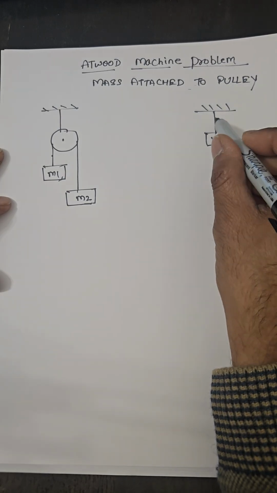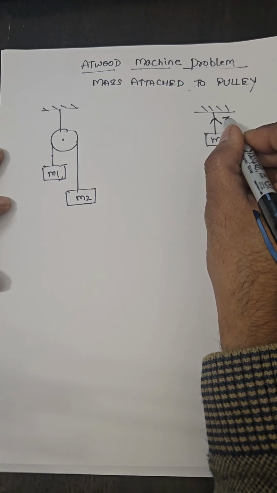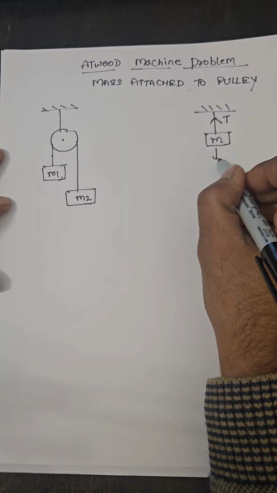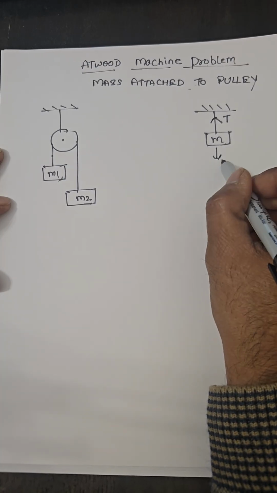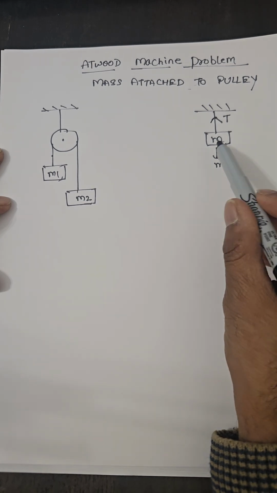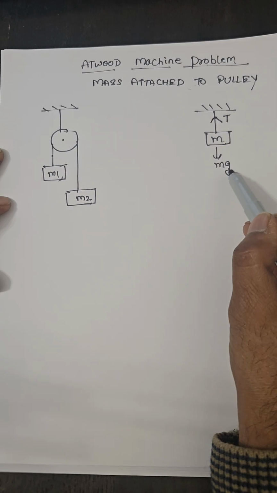Whenever this mass is attached to a string, the tension force comes into the picture. So this mass is acting downward, so this becomes weight mg. So we have to talk about the forces. m is not a force, it's mass. If you multiply it with the gravity, it becomes a force.